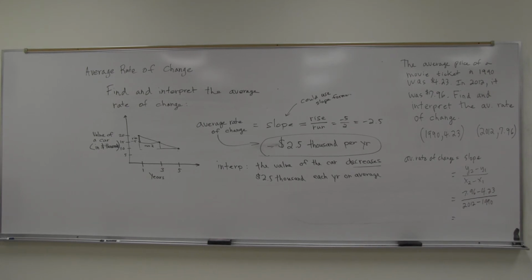7.96 minus 4.23 is 3.73, over 22. This is where we definitely want to go with the decimal. 0.1695. We're talking about dollars here, so it would probably make sense to use two decimal places, 0.17.